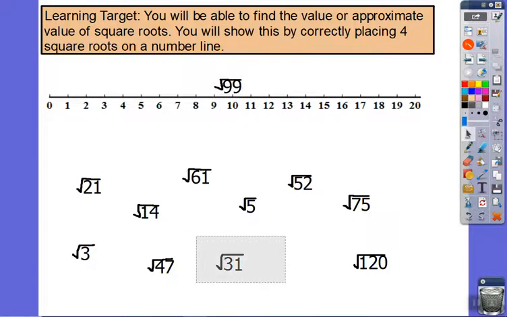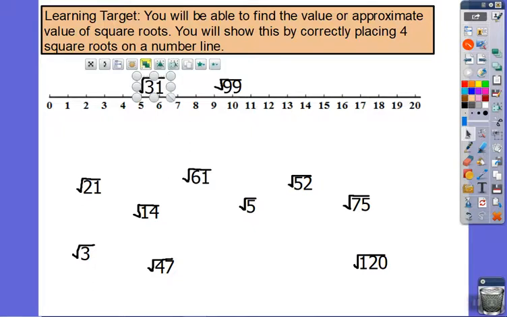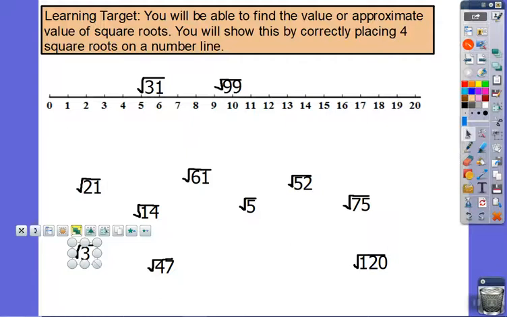Okay, how about 31? Where would 31 go? Thinking of my perfect squares, I have 25 and 36. So that would be going here between 5 and 6. Let's look at 3. So square root of 4 is 2 times 2. So this is going to, oh my goodness, this is going to go right down there by 2.